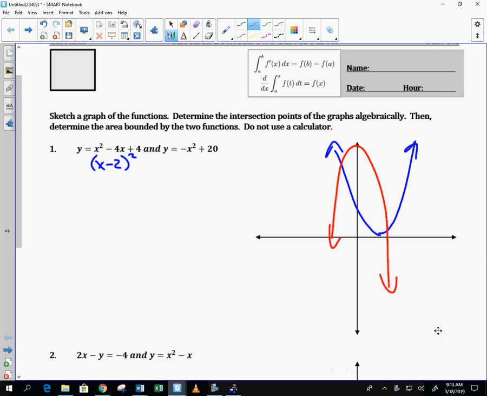Do you guys see the space that we have here? So what I need to do is determine the top and the bottom. Which one's the top? The second one. So we have the integral of negative x squared plus 20, and we are going to subtract the bottom one, x squared minus 4x plus 4, dx.